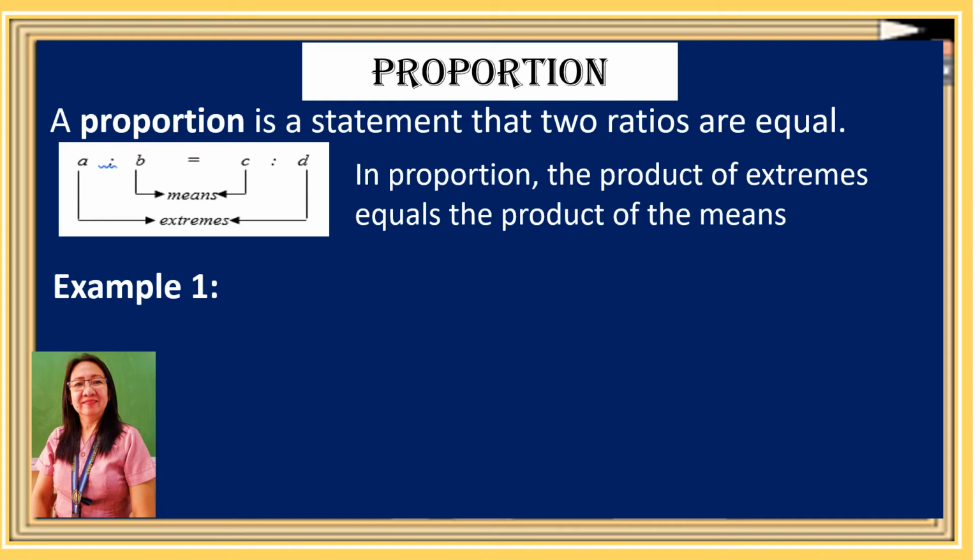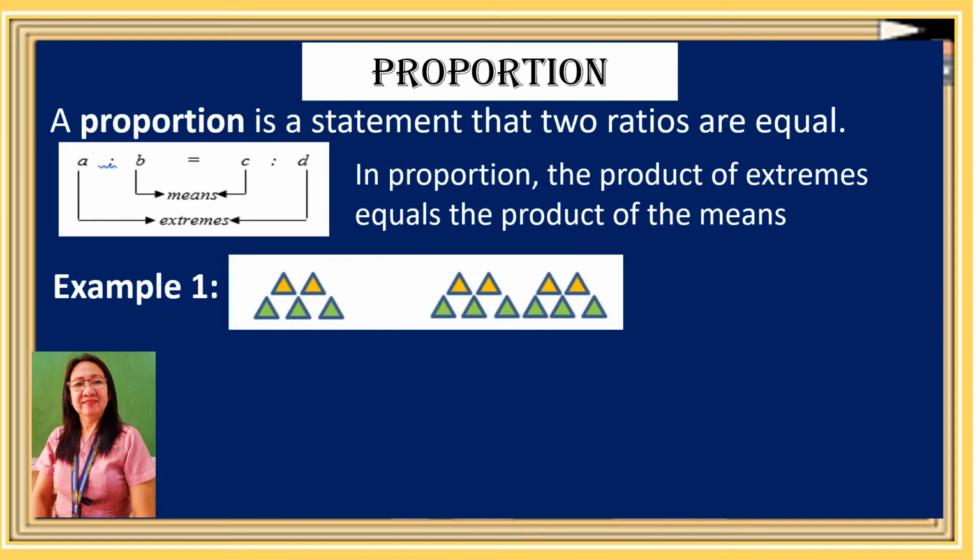For example number 1, let us look at the figure. On the left, there are 2 yellow triangles and 3 green triangles. If we are asked to write the ratio of the yellow to the total number of triangles, the ratio is 2 to 5. On the other hand, the ratio of the right side group of triangles is 4 yellow triangles to 10 total triangles.